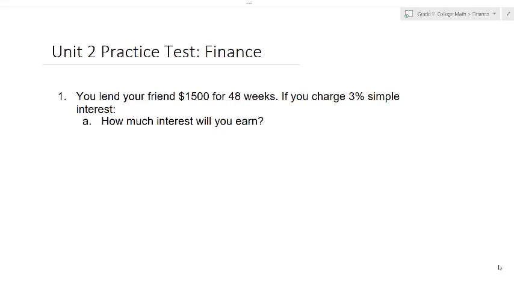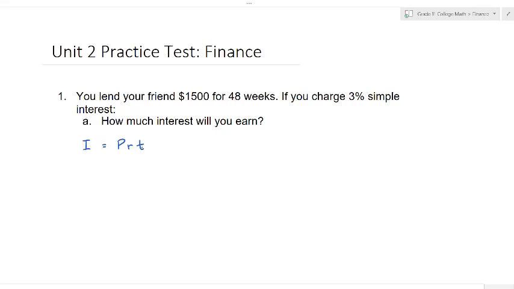All right, so the formula for simple interest is I is equal to PRT. I is the interest, P is the principal, the initial amount of money, R is the interest rate turned into a decimal, and T is the time in years.